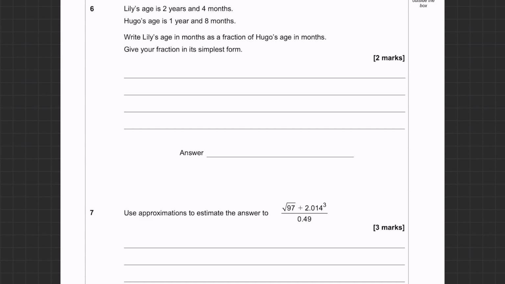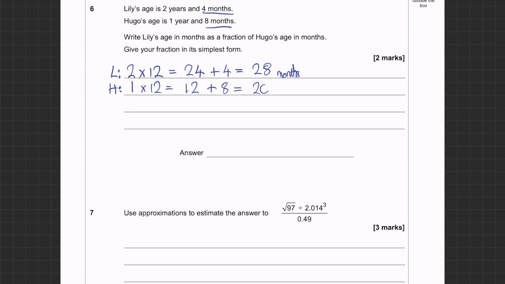So what we want to do first is find both of their ages in terms of months. For Lily's age, well, 2 years, there's 12 months in a year. So 2 times 12 is 24. So 24 months in 2 years, plus the 4 months left over, which gives us 28 months. Hugo's age, well, in 1 year there's 12 months, so that's 12 months in total, plus the 8 months left over, which gives us 20 months.